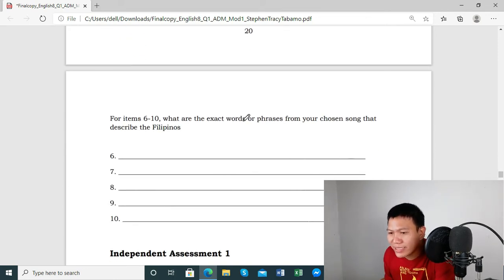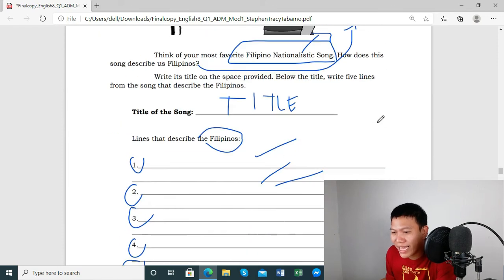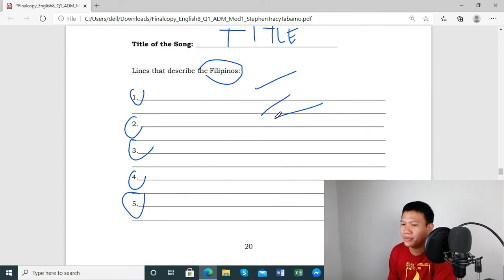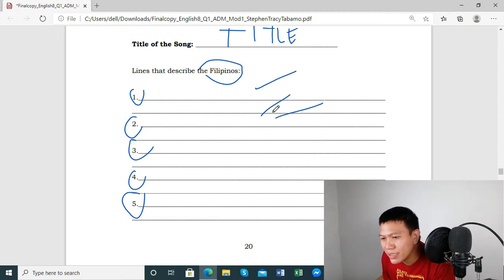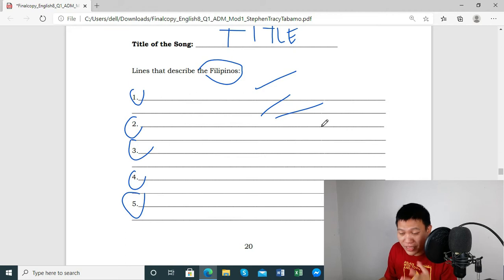Next. For item 6 to 10. So, mula sa lines, siguro ang lines, let's say, Ang bayan kong Pilipinas, lupain ng ginto't bulaklak. So, you will write here, lupain ng ginto't bulaklak. Sorry if the lyrics is wrong, just an example. So, it's okay if your song is Tagalog. It's okay with me. So, susulat mo dito yung eksaktong line.